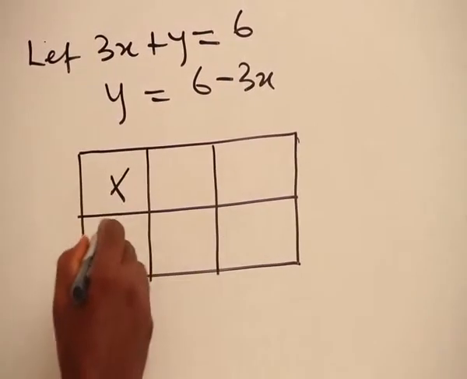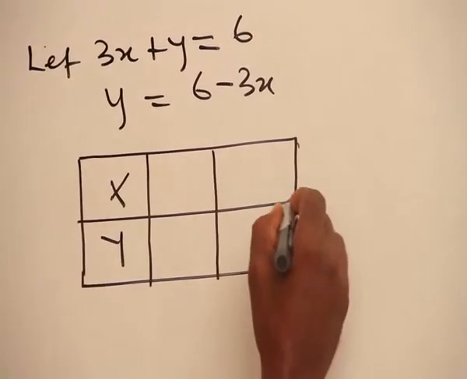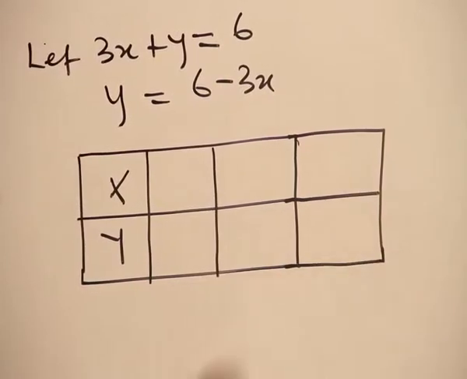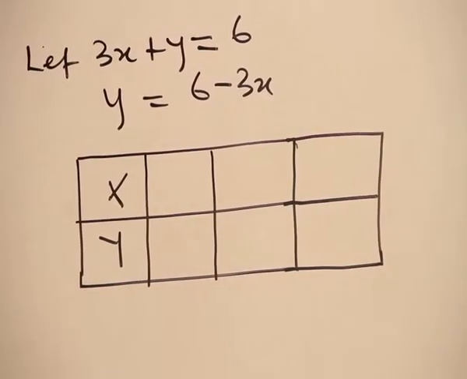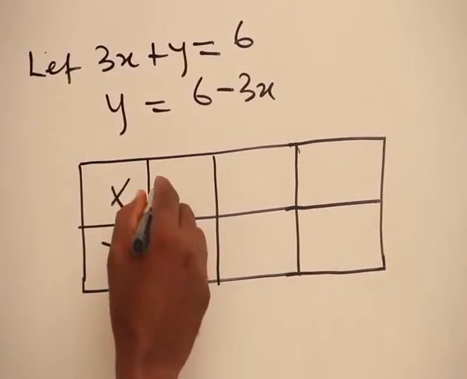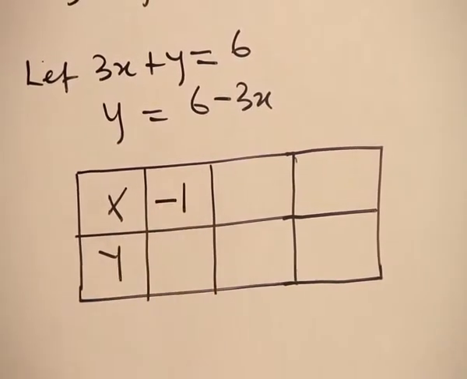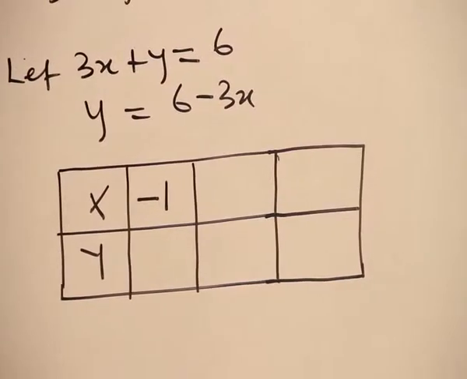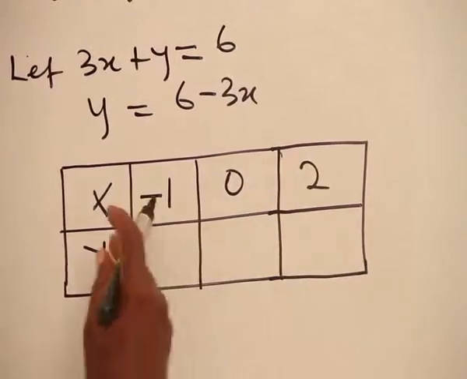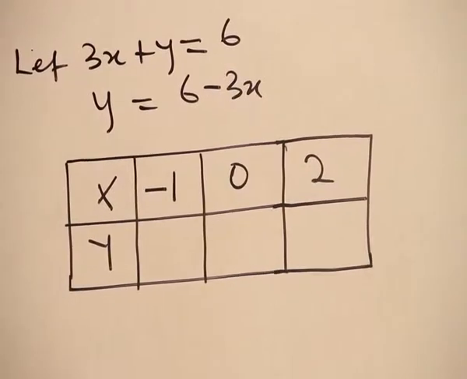So we have our x here, we have our y here. Many a time, it is proper that we extend our points to 3 points, which is more convenient. If our x is a negative value, let's take maybe minus 1. Then we can also take 0. We can also take 2. This one is an individual's choice, but take suitable values for x.